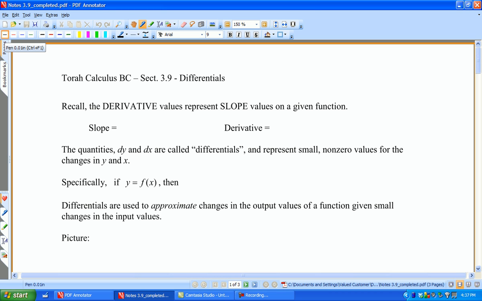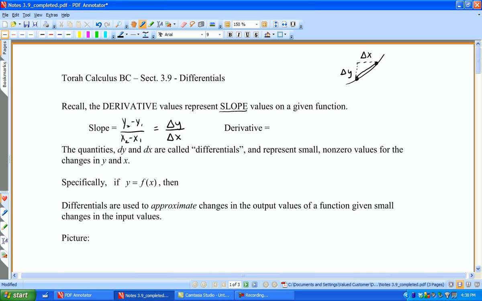Here's the first part. Remember that the derivative value always represents slope values on a given function, and generally when we talk about slope, we talk about between 2 points, a rise over a run. So that slope can be computed as the difference in the y values over the difference in the x values. Remember that? y2 minus y1 over x2 minus x1. Now that is sometimes written delta y over delta x, where delta y means the change in the y value and delta x means the change in the x value. And that would be the slope of a line between 2 points.